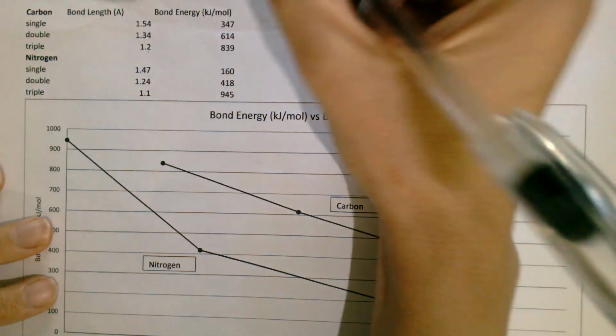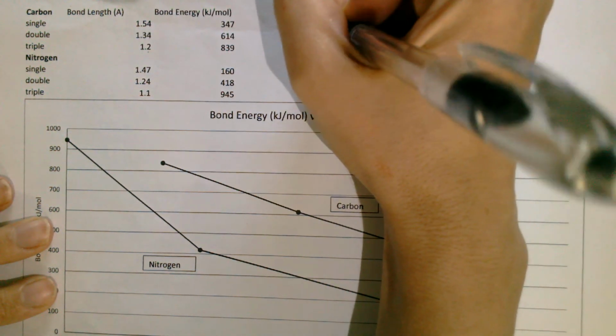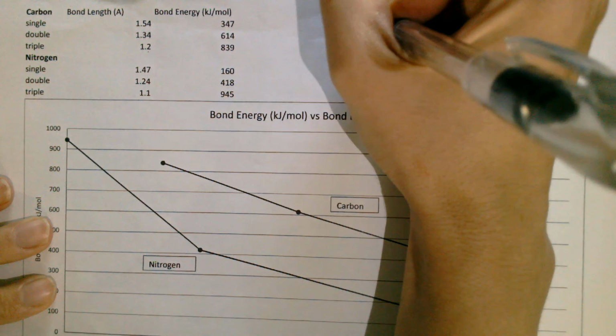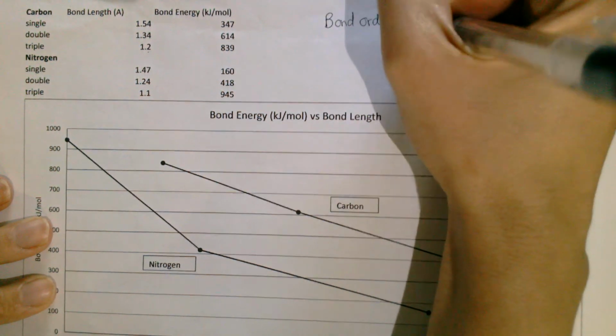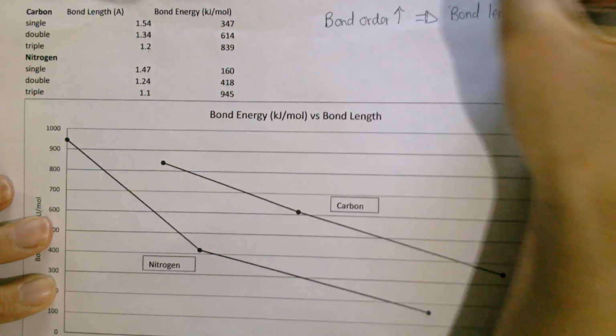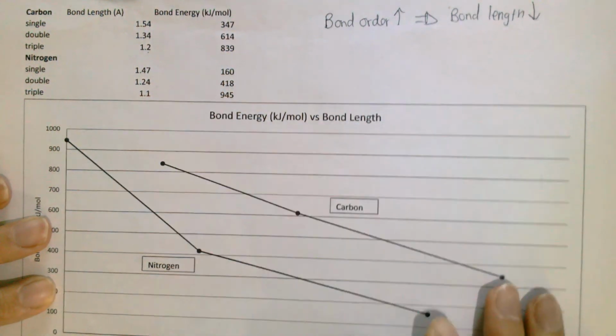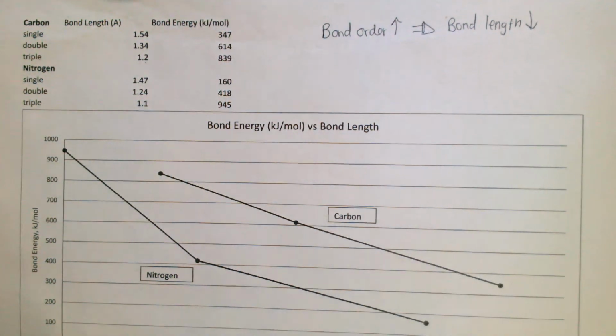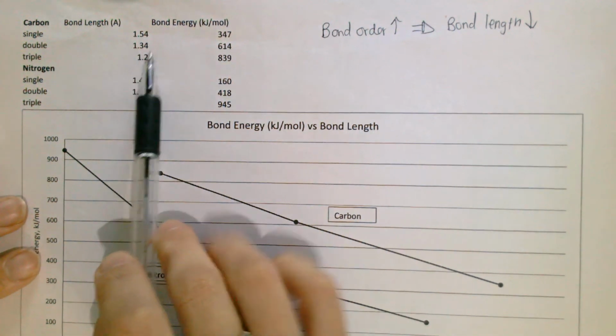Okay, so we can say for bond length, as the bond order increases, the bond length decreases. And we did talk about why that was. That was because you have more electrons in between those two positive centers that are pulling those nuclei in closer together. Six electrons in that small area are going to have a much more attractive force to pull those nuclei closer together. So that's true for carbon.